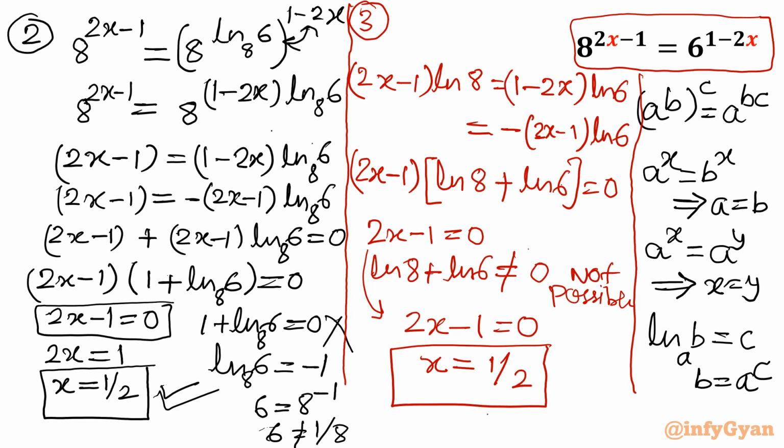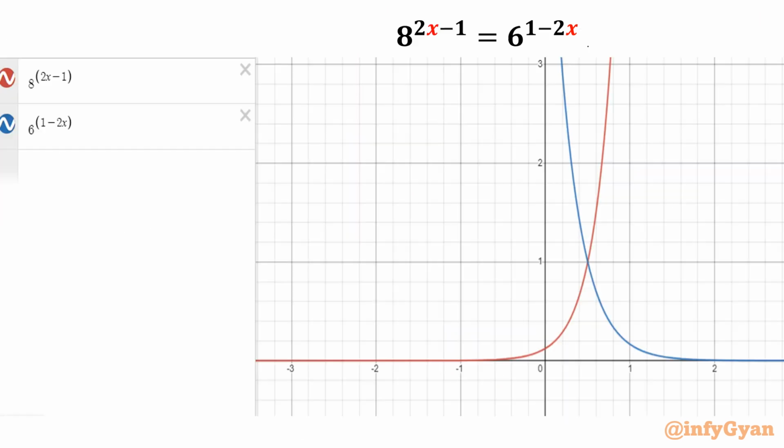So by three methods we have seen x is coming out half. Any one, whichever you find easier, you can opt. Now come to the graphical part. See, I have drawn the graph of 8 power 2x minus 1. Let me brief something about that.